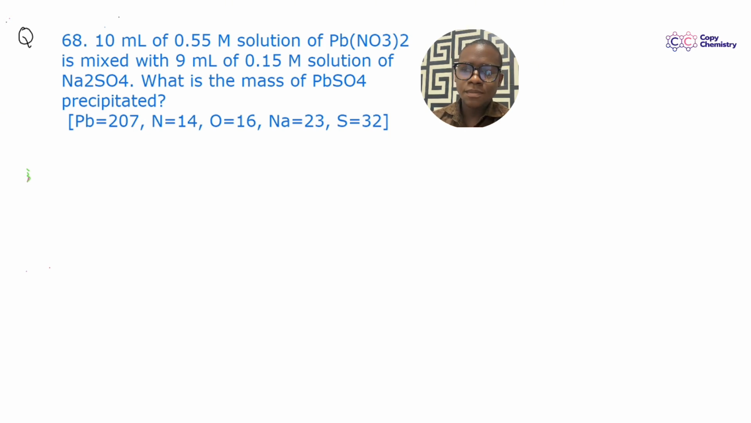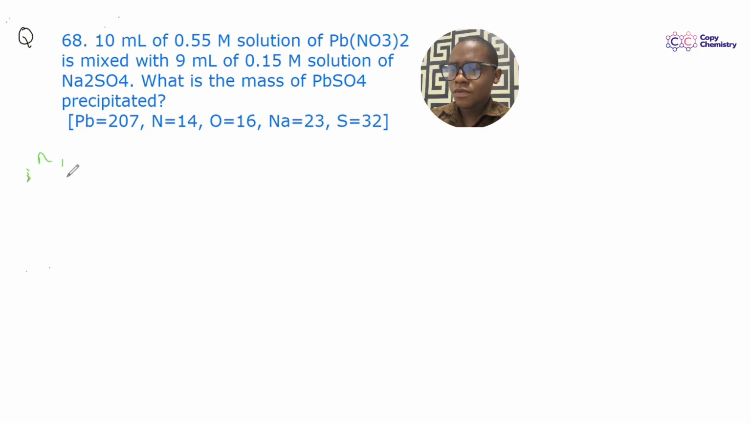There will be an equation of reaction, just like most chemistry questions. But just like we've been playing this game, we would usually convert this molarity and volume to moles. So we're going to do that for the first one, which is the lead nitrate, and also for the second one, which is the sodium sulfate. So let's do that. That sounds like fun.